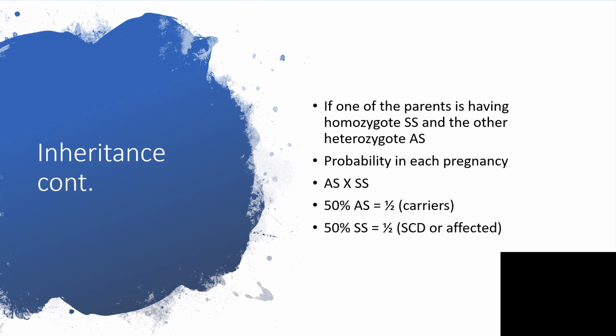If one of the parents is homozygous SS and the other heterozygous AS, then the probability in each pregnancy to come out in various forms will be this. Mother or father AS marrying mother or father SS, they are going to have a 50% probability of the outcome of each pregnancy ending as a sickler. And the other probability is also 50% to end as carriers.